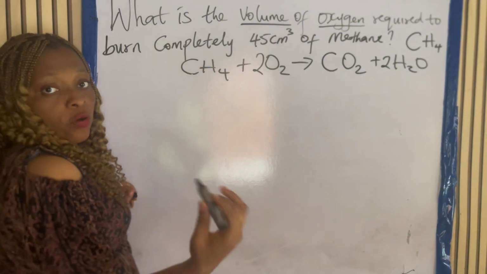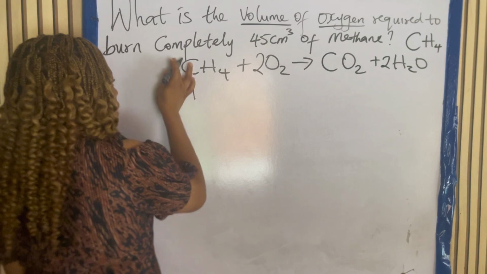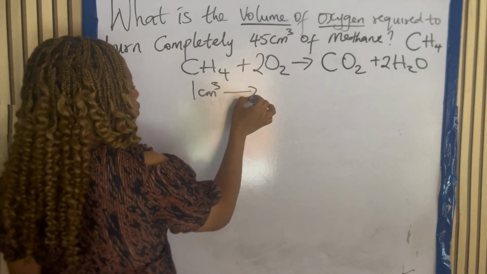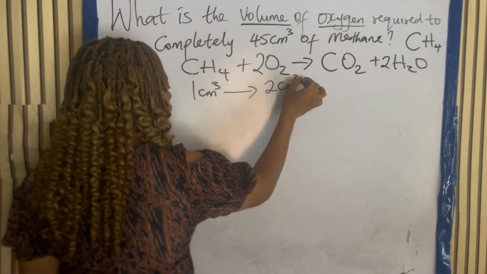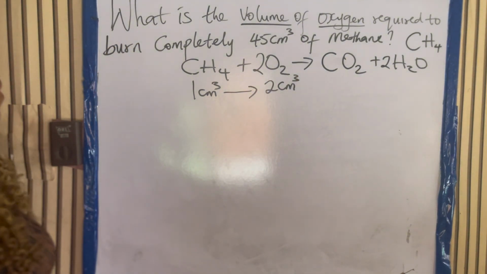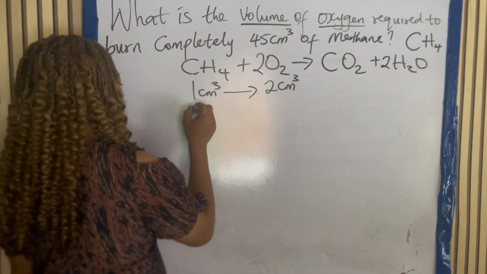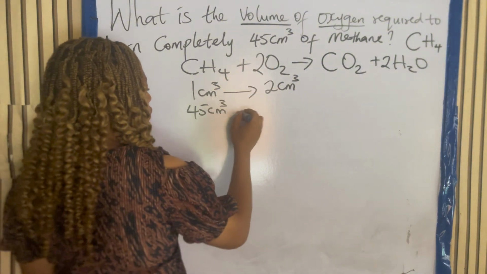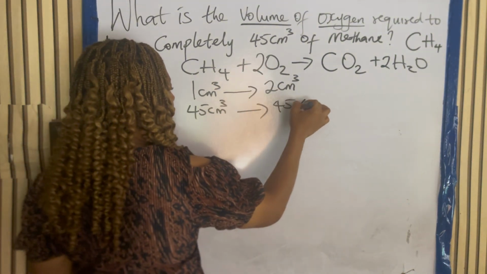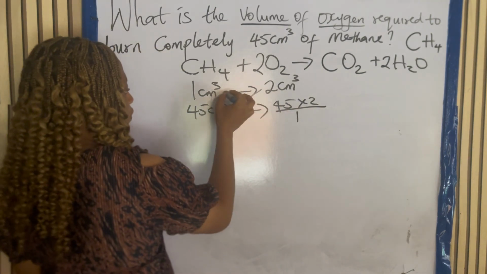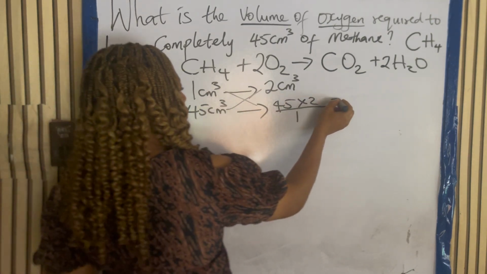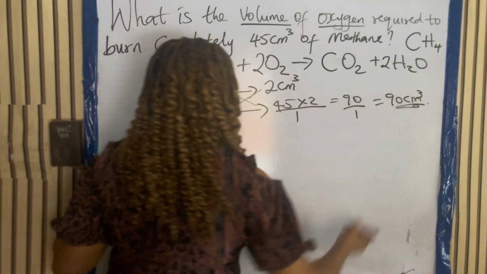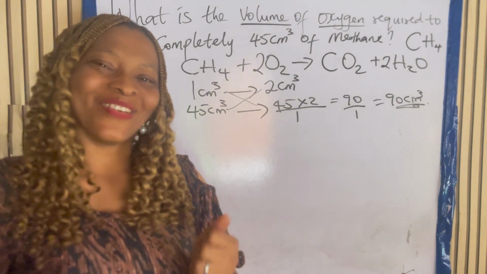So we're looking for volume of oxygen. So we have that 1 cm³ of methane used 2 cm³ of oxygen. So 45 cm³ of methane, this is methane, 45, from the question will give us how many? 45 times 2 divided by 1. You cross multiply. This times this divided by 1. So that will give us 90 over 1. And that is what? 90 cm³. Answer. Isn't that simple? Let's look at another question.